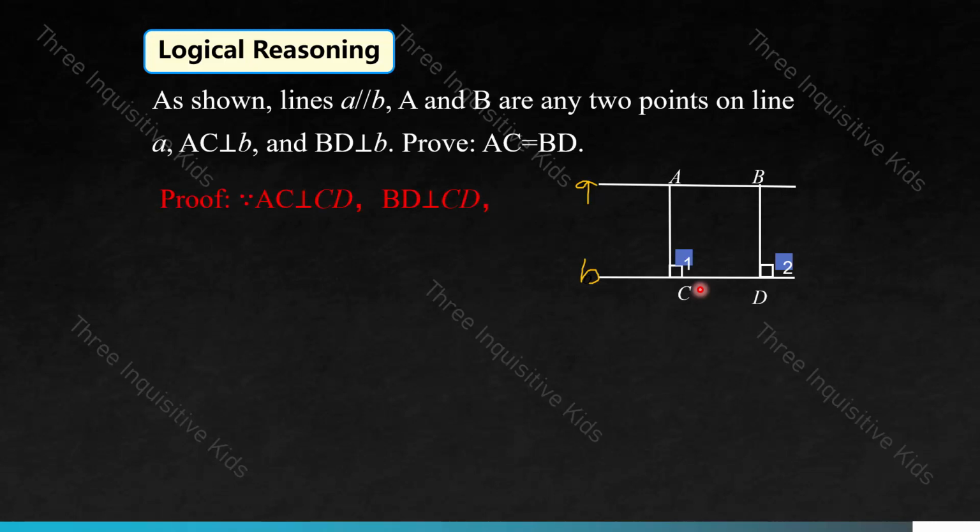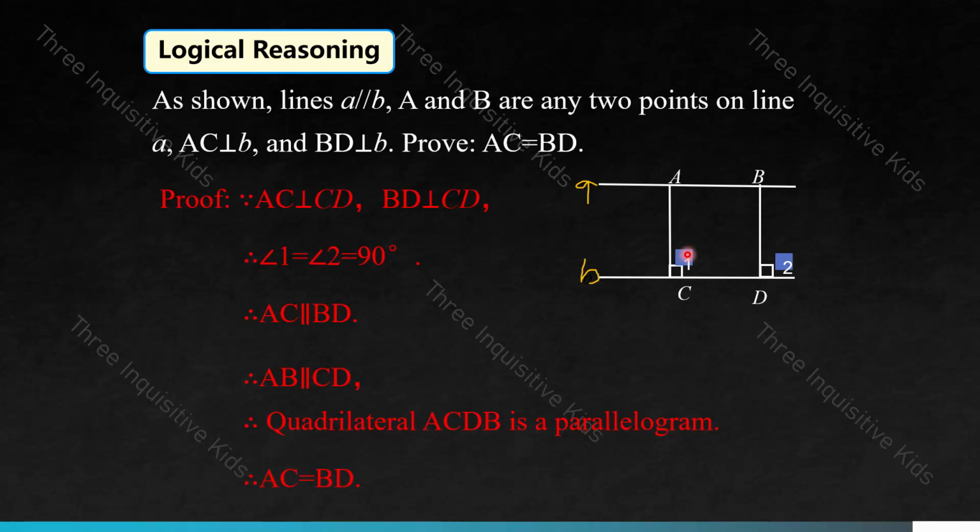Well, here's our proof. Because AC is perpendicular to CD and BD is perpendicular to CD, we know that angles 1 and 2 are 90 degrees. Therefore, AC is parallel to BD, and AB is parallel to CD. So quadrilateral ACDB is a parallelogram. From this, we know that AC is equal to BD.